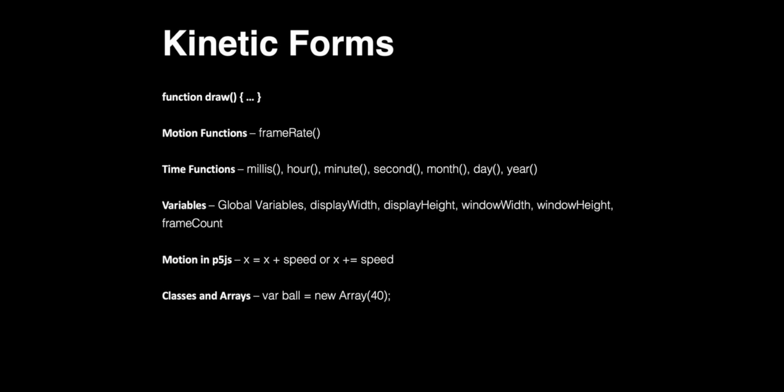Then when it comes to movement, we're going to be using an updating equation for speed and the movement of an object on the canvas. So x equals x plus speed. That basically is going to update the position of x every single time we loop through the draw function. So it's going to move across the screen, in this case along the x-axis. Then we're going to talk about using classes and arrays when it comes to movement in the draw function.